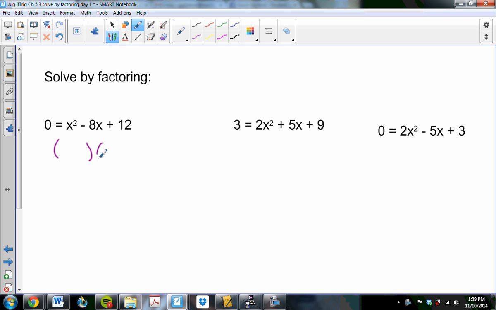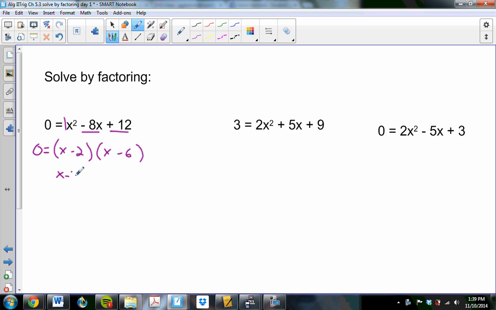Solving this, I want to find two bubbles. I'm going to guess and check because the A value is 1. If the A value is 1, you should pretty much always guess and check unless you need to do grouping or something. I know these are both going to be x's. I want two numbers that multiply to 12 and add to -8, and that's -6 and -2. -2 and -6 multiply to 12 and add to -8.